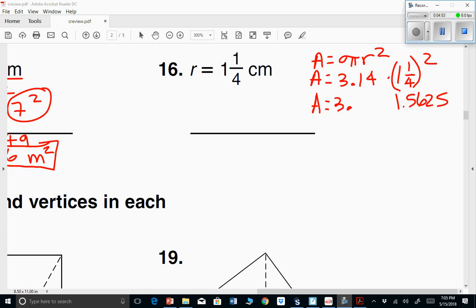So that's fine. And then all you have to do is multiply that by 3.14, and you should get an answer of 4 point, we're rounding to the nearest hundredth, so we're going to put 4.91, and that is going to be centimeters squared, so square centimeters.